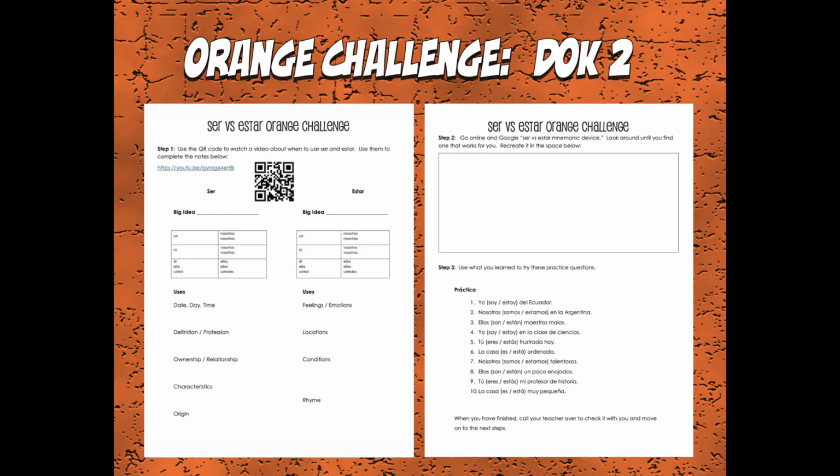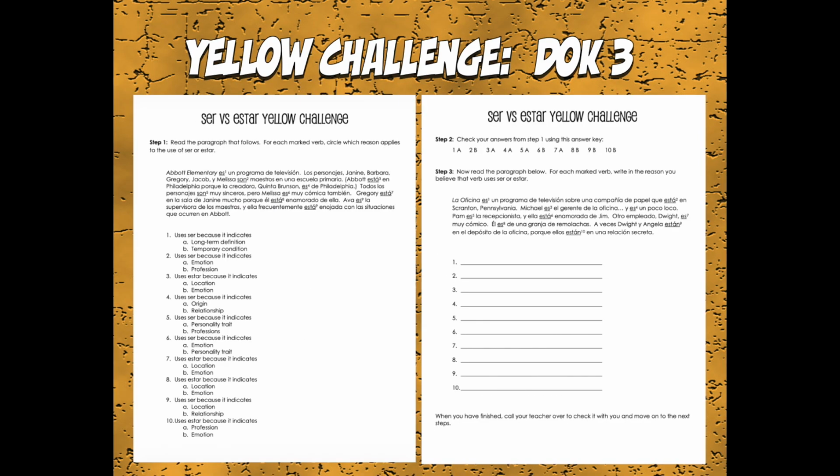Students at level 2 depth of knowledge might, for example, know how to conjugate both verbs in the present tense, but have forgotten the rules of when to use one or the other. So they're going to scan a QR code to watch a quick recap notes video and fill in those notes. Then they're going to look up a mnemonic device to help them remember, do a practice, and check it off with you. Level 3 depth of knowledge might mean students who have that list memorized, but they don't know what that looks like in writing.